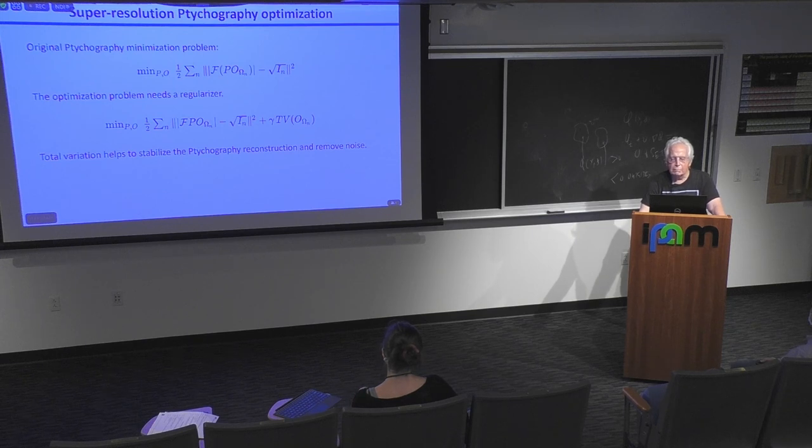Instead of having O(n) as the unknown variable, you convolved it with something, and then you can do deconvolution, which I won't talk about. But anyway, it works pretty good.